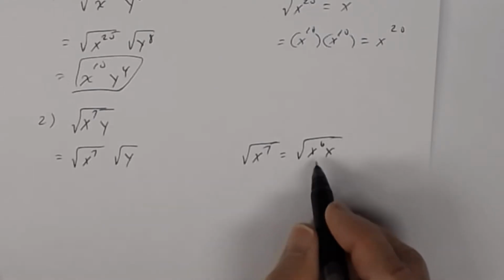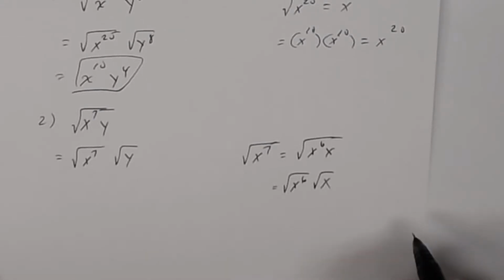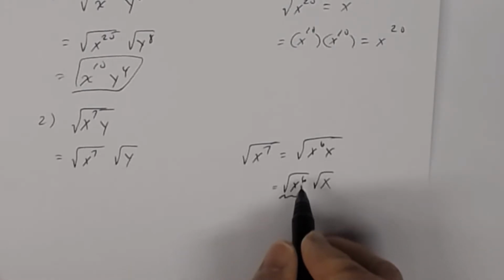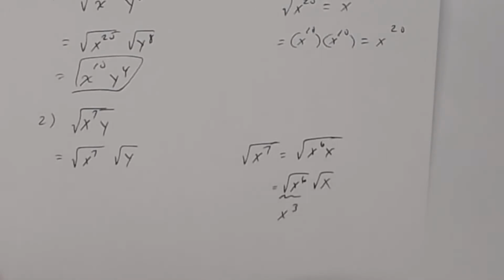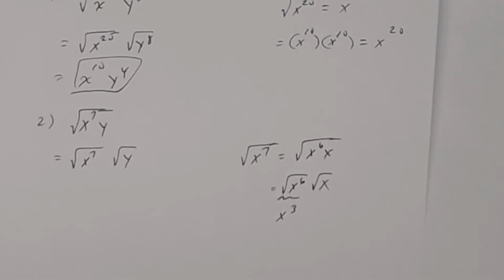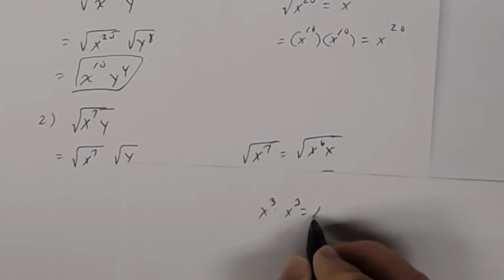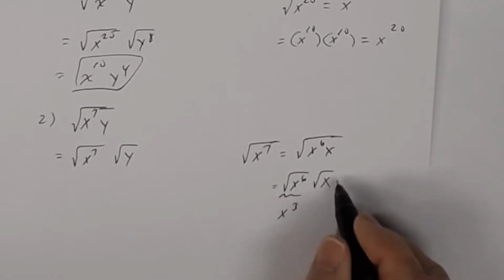Now I'm going to use the product rule. I'm going to rewrite this as the square root of x to the 6th times the square root of x. And now, see, this is a nice one now, because the square root of x to the 6th, 6 divided by 2 is 3. So that's x cubed. X cubed, remember this, x cubed. See, this right here is this because x cubed times x cubed is x to the 6th. Okay? All right, now let's talk about the square root of x.